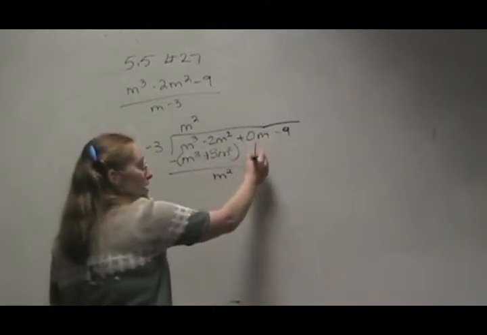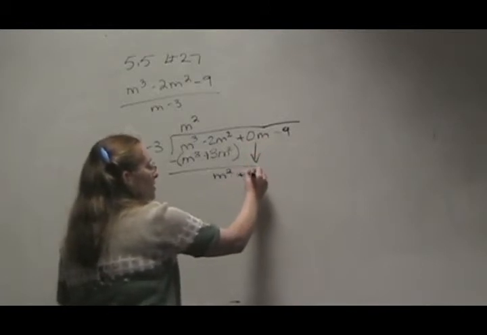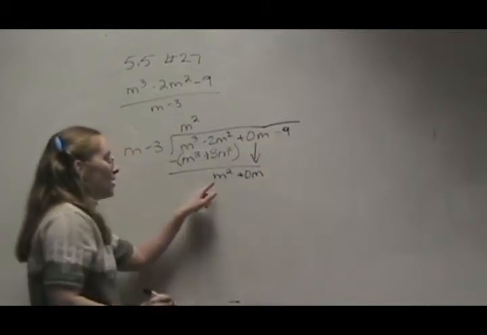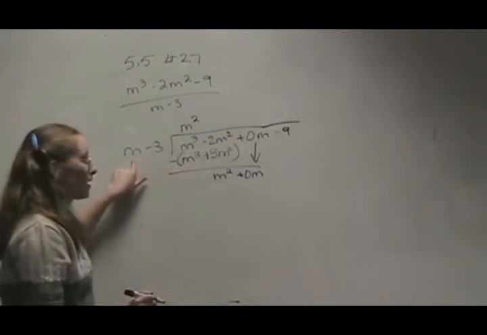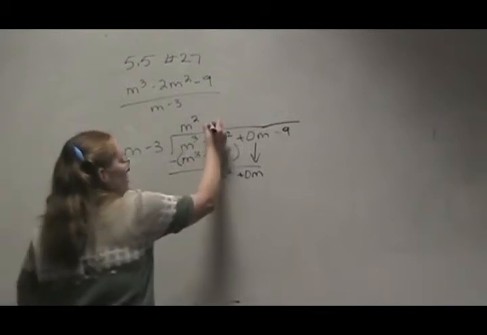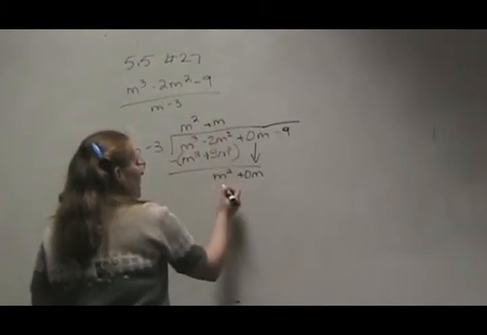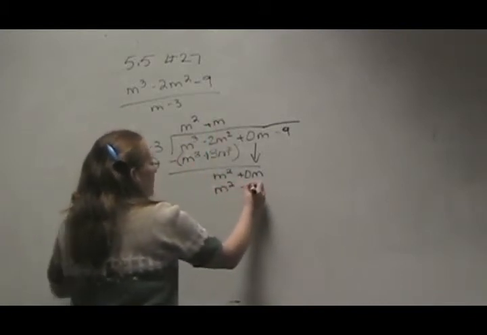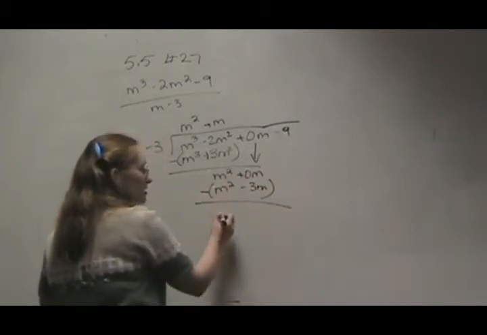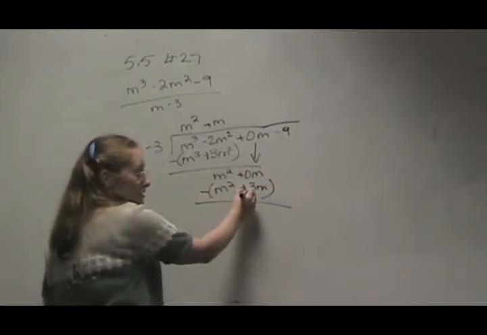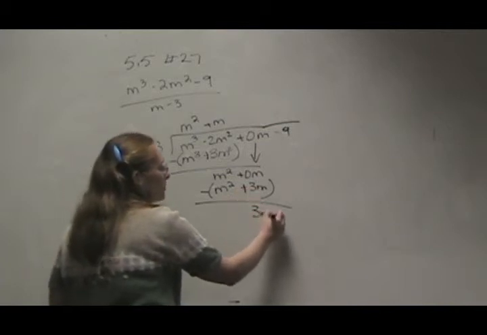Now, just like in regular long division, I'm going to bring down the next term, 0m. Now, I need an m squared. What times m will give me m squared? An m, right? So, plus m. M times m squared, minus 3m. Remember to do both. Subtract. These cancel out as I wanted. Remember this: these two signs are going to give 3m.